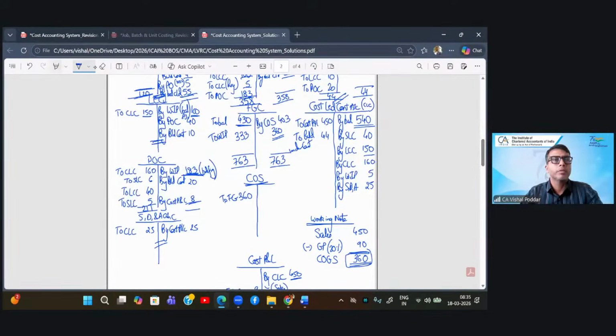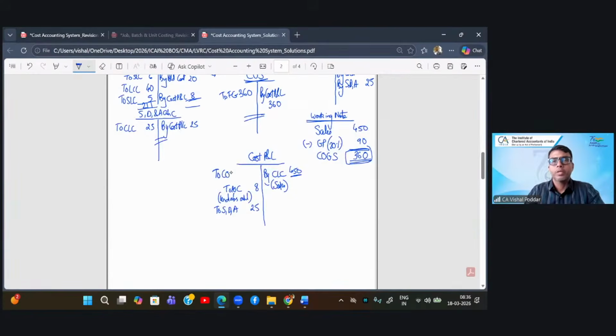COS we already have. COS already is 360. Right? We got this figure earlier. Now, whatever is the balance is your balance carried down. So how much is your balance carried down? It is 403. So this is the closing balance. Now this COS will be transferred to cost P&L. So this is also closed.